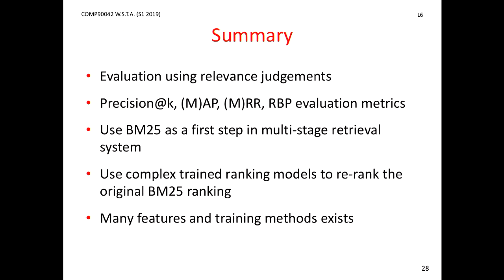Okay, so let me summarize. We talked about quite a few things, evaluating first using relevance judgments, then various evaluation metrics from precision-based ones, rank-based ones, and then this rank-biased precision, which was trying to be a little bit fancier and allow tunability for different amounts of patience. And then finally, we talked about re-ranking. The idea is we first use something like BM25, we get K documents, and then we train a model to try and reorder those K documents to decide which ones we're going to expose to a user.